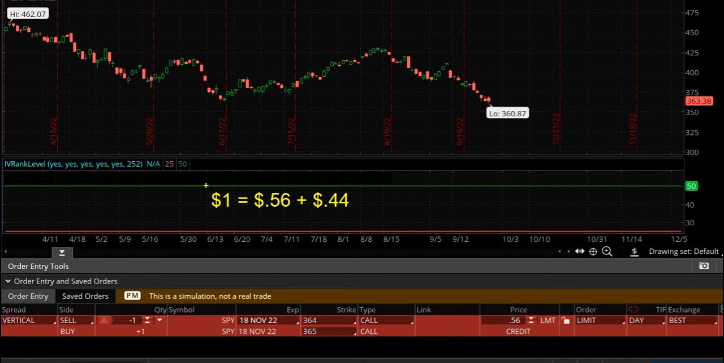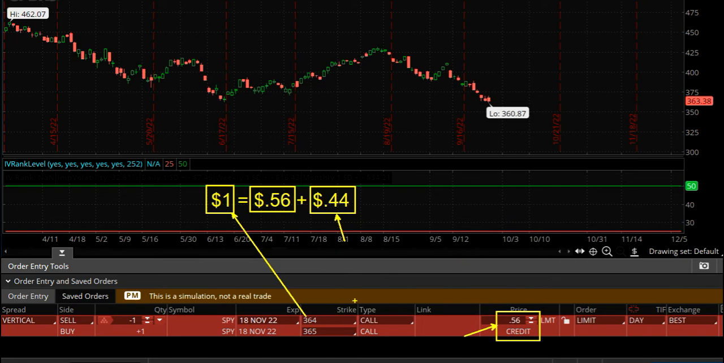Why is that? Again, this is a dollar wide, 364 to 365. We are selling this for 56 cents, and that's the most we can make. That's max potential profit. So max potential profit plus max potential loss, in this case 44 cents, equals a dollar. And that's how we work it out. So the most we can make is 56 cents on this trade. The most we can lose is 44 cents.